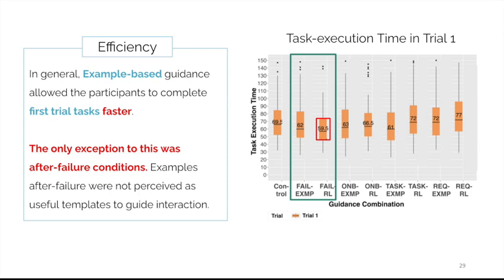As shown here, when the timing was after failure, participants in the rule guidance group had shorter task time in trial 1 than participants in the example guidance group. Unlike examples at other timings, examples provided after failure were not perceived as templates by our participants. Example after failure did not exploit the advantage of being an example or serving as a template for users to follow. In fact, many participants claimed that after failure is too late.